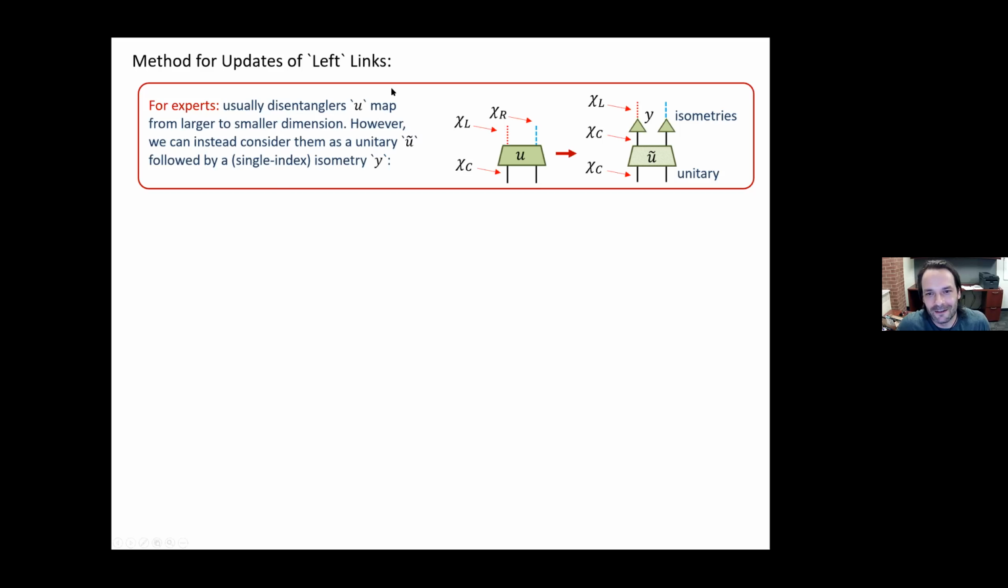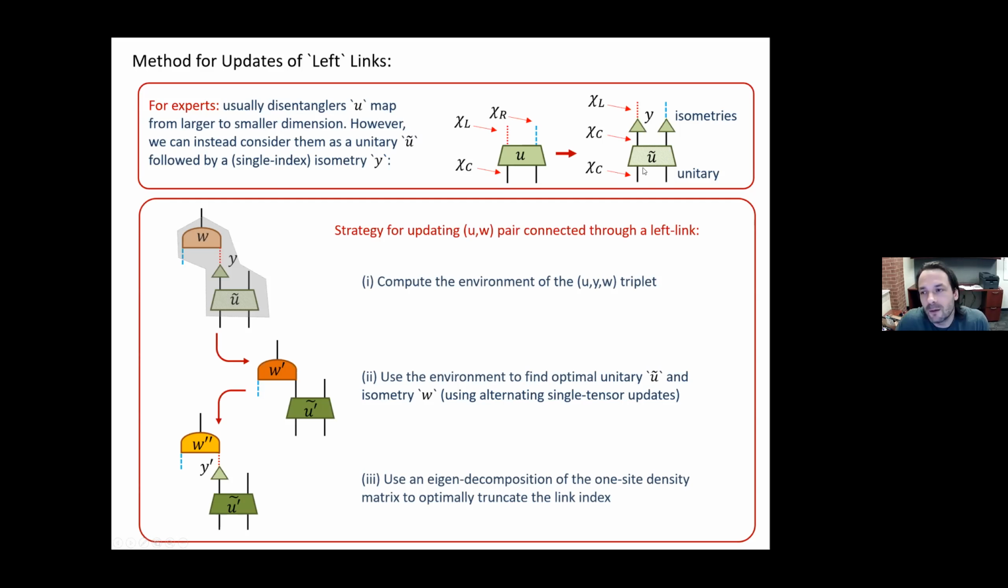But usually I think of these disentanglers as being allowed to map from some larger space to some smaller space, or larger dimensions to some smaller dimension. However, another way of thinking of them is as some purely unitary two-body gate followed by some isometries that map to a smaller space. Okay. And if I think about the tensors in this way, as something purely unitary followed by an isometry, then what I'm going to do is replace this pair of tensors by a new pair of tensors W prime and U tilde prime. Okay, so this has the maximal dimension link between them. So I can try and solve for the optimal W prime and U prime.